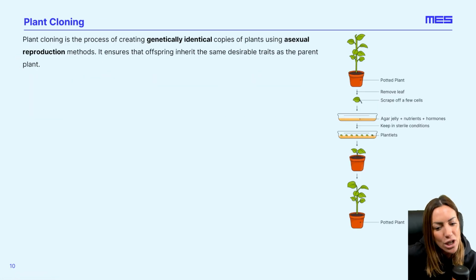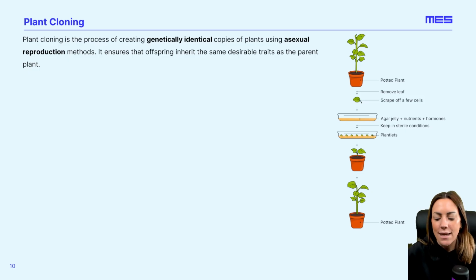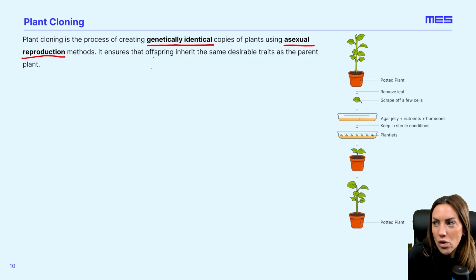The next thing we're going to do is plant cloning. Now, plant cloning is a process of creating genetically identical copies, obviously producing clones of a plant. So they'll be genetically identical, they'll have the same DNA as the parent plant. So it's a type of asexual reproduction. It's a way of cloning a plant. It ensures that the offspring inherit the same desirable traits as the parent plant.